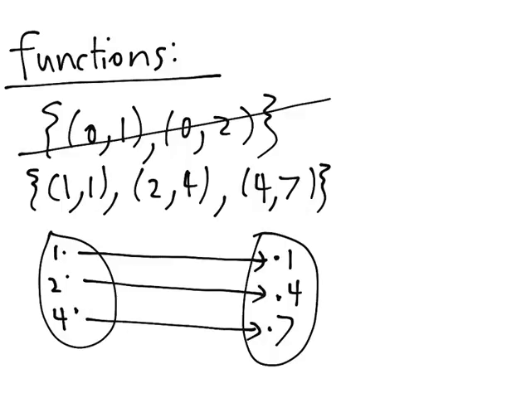Here we say that the function maps each point of the domain to a point in the range. So 1 is mapped to 1, 2 is mapped to 4, and 4 is mapped to 7.